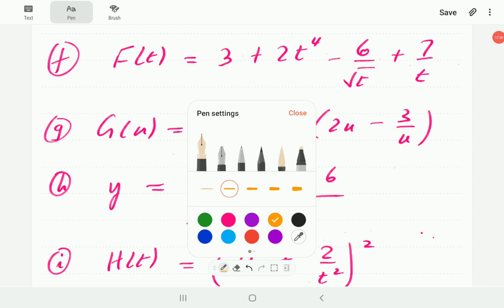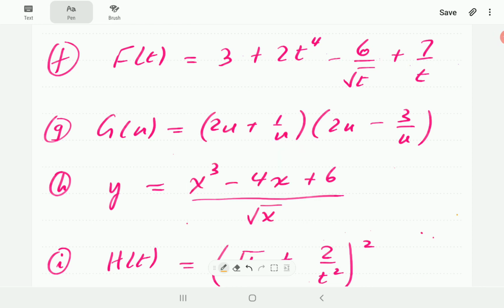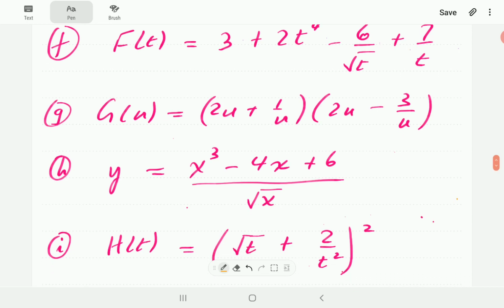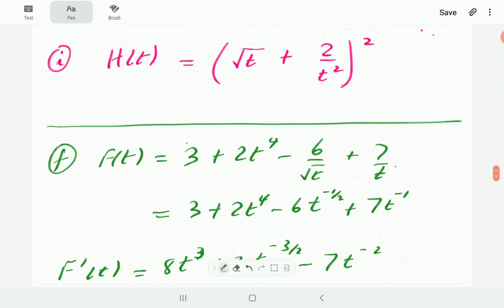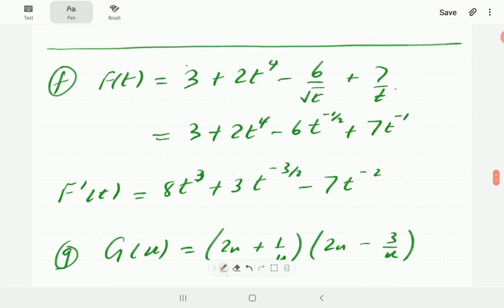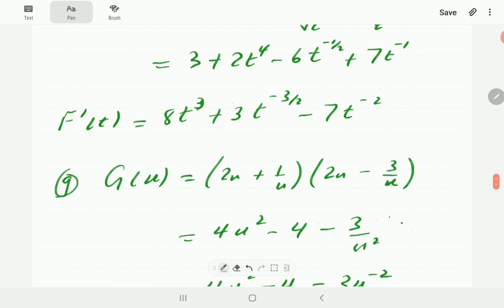Okay, we are hoping that you have now had a go at these. So let's see what f looks like. In f, the first thing we're going to do is rewrite these two terms here, because in both of them t is in the denominator. So bring t to the numerator here and write the square root as a power. We're going to have 6t to the minus half. For this one, I'm going to have 7t to the minus 1. Now all of them are powers in the numerator, and so we can differentiate.